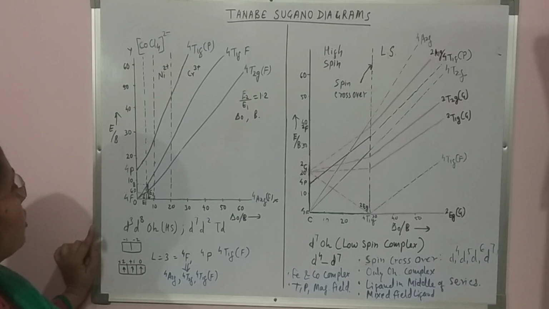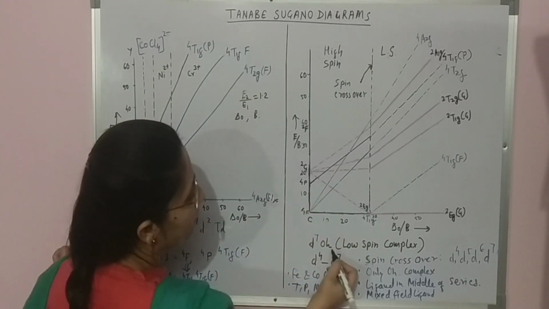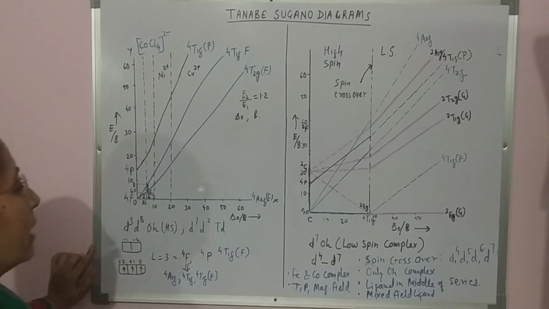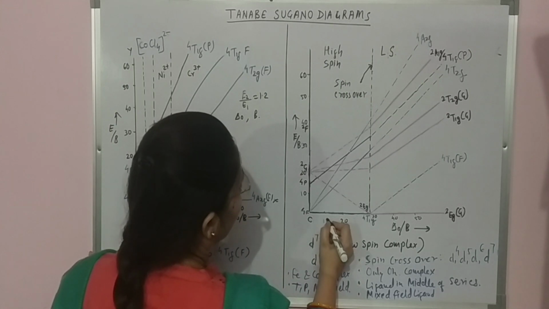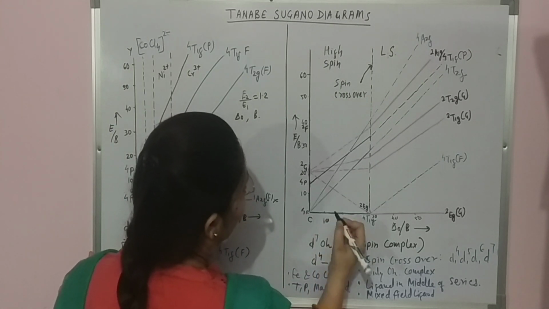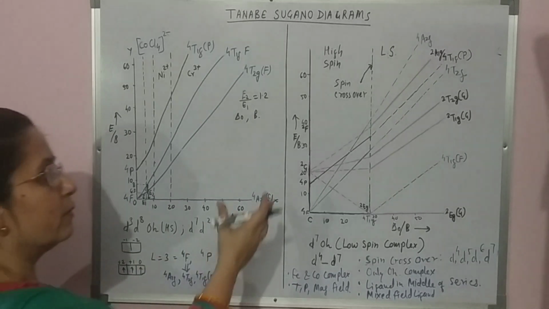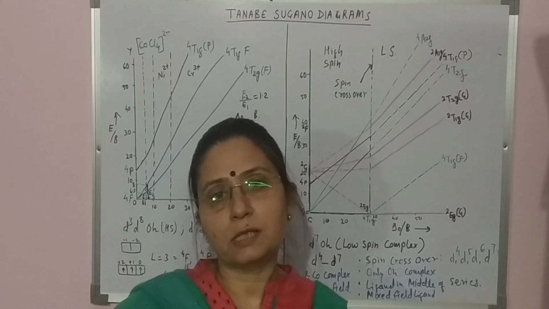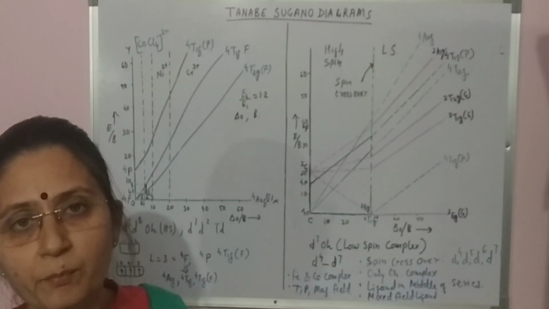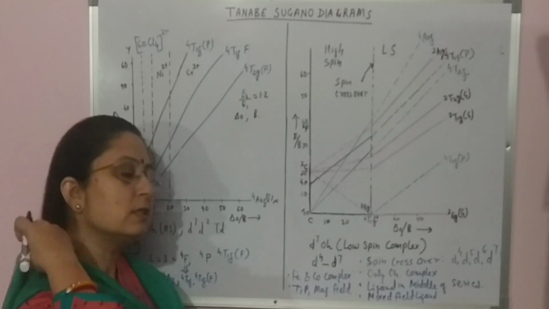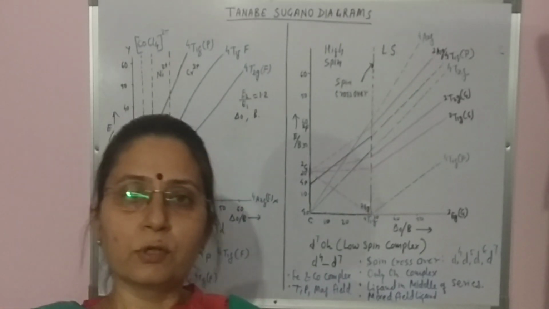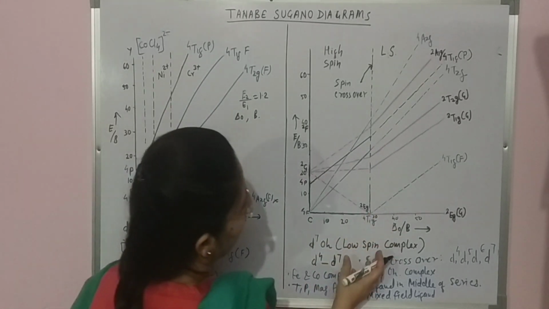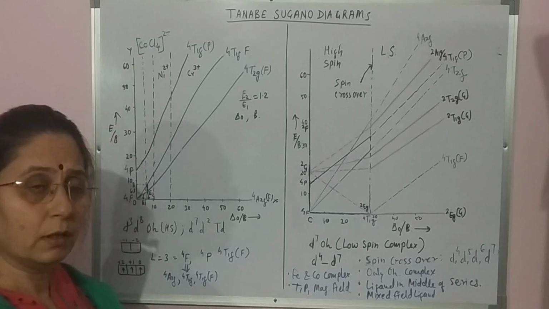Then the next condition we will see, that is for D7 octahedral complex. So D7 octahedral complexes can form high spin as well as low spin complexes. So here this diagram will become a bit complex. D7 we have already discussed when we were discussing the D2 diagram in our previous lecture, but in that case we were considering only high spin complexes, so it was quite similar to the D2 condition. But here we will consider it for the low spin complex, so it will become somewhat complex.